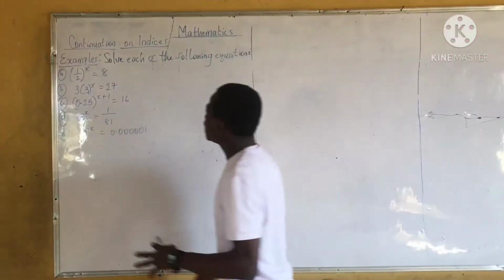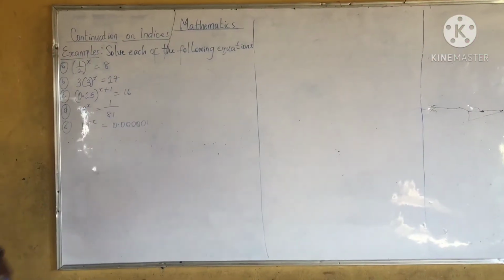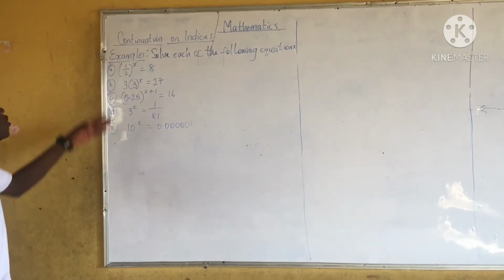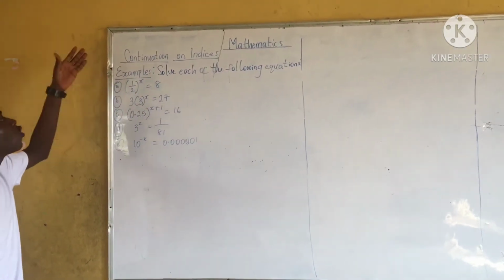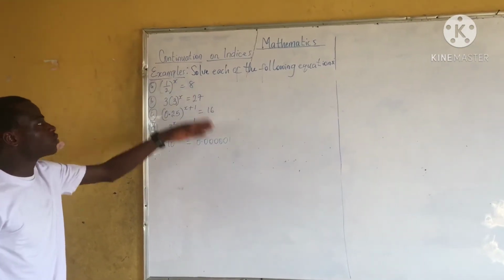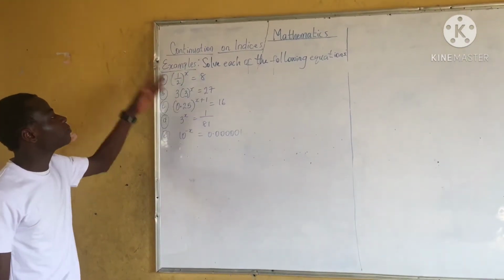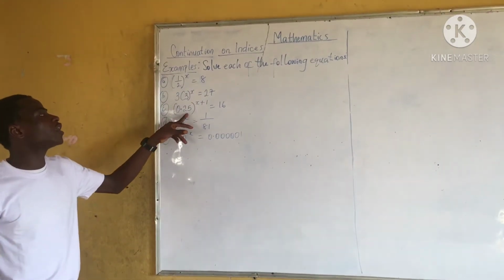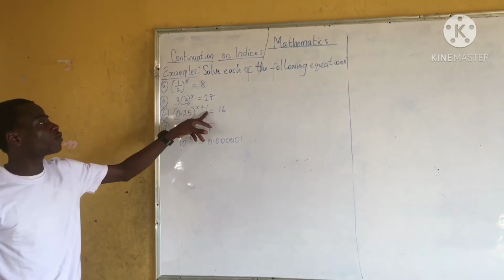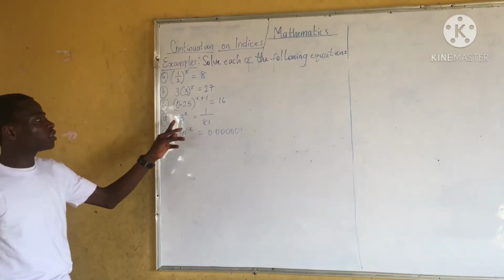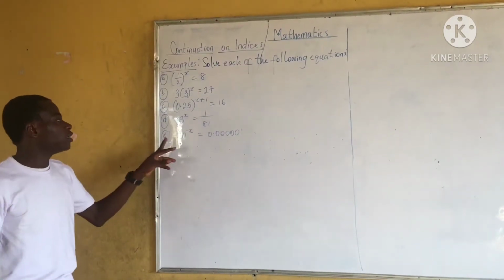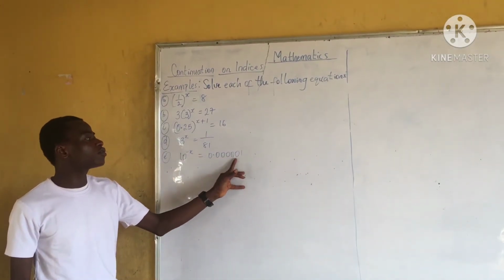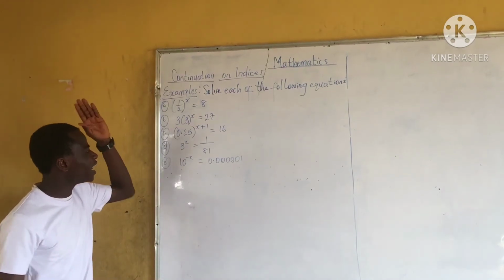If you are given different questions like this, you have to solve each of the following equations. The first question says 1 over 2 raised power x equals 8. The second question says 3 bracket 3 raised power x equals 7. The third one, 0.25 in bracket raised power x plus 1 equals 16. The fourth one, 3 raised power x equals 1 over 81. Then the last question says 10 raised power minus x equals 0.000001. You have to solve for x in the following.